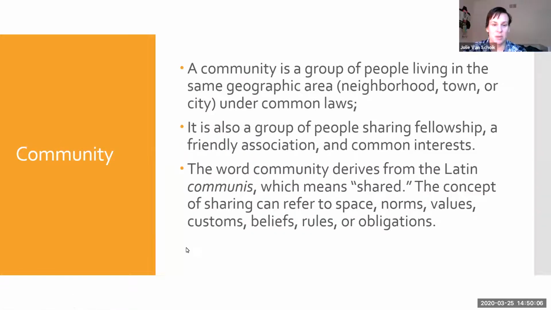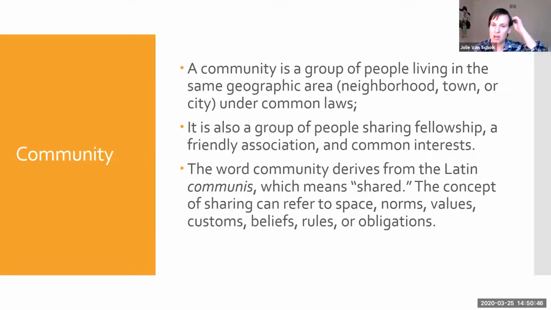Just a couple of definitions, once again, so you know the starting area that I'm thinking of. When I think of a community, I think of a group of people living in the same area, neighborhood, town, city, or even street, and they typically follow common laws as well. There can be online communities, which would be less of a geographic area, but maybe have some of the same interests or do the same jobs. There's still some kind of commonality. It's also a group of people sharing fellowship or friendly association or common interests.